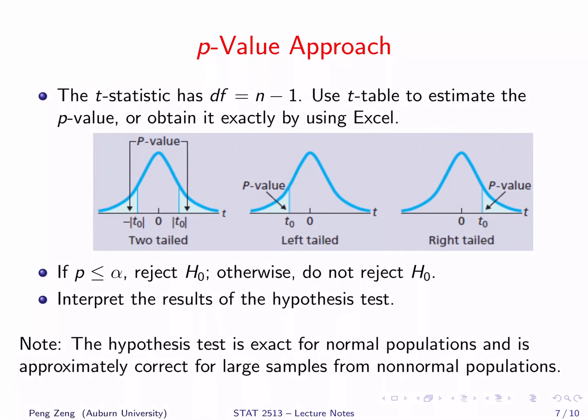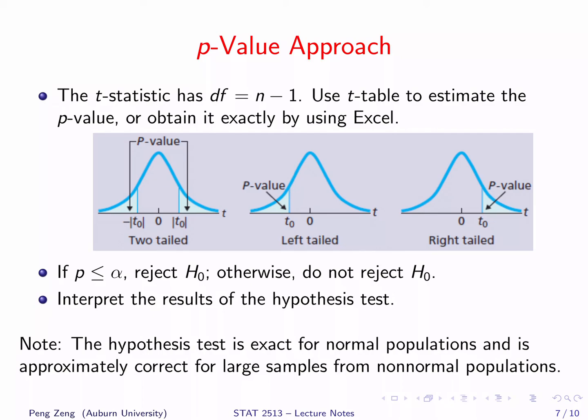We can also draw a conclusion to the hypothesis test using the p-value approach. For a two-tailed test, the p-value is the sum of two parts: the probability less than the negative absolute value of t0 and the probability larger than the absolute value of t0. Because of symmetry, we can calculate one of the probabilities and then multiply it by 2. For a left-tailed test, the p-value is the probability less than t0. For a right-tailed test, the p-value is the probability larger than t0.